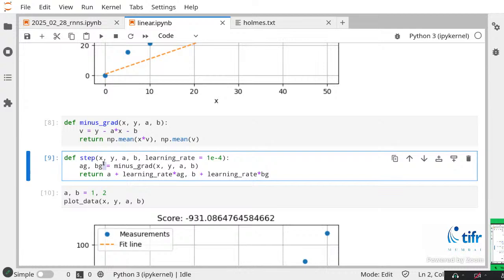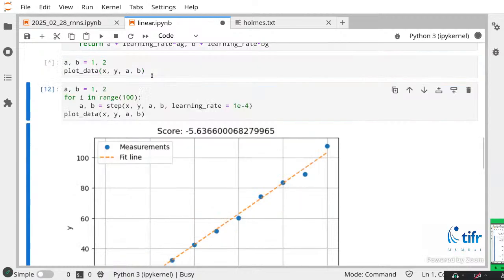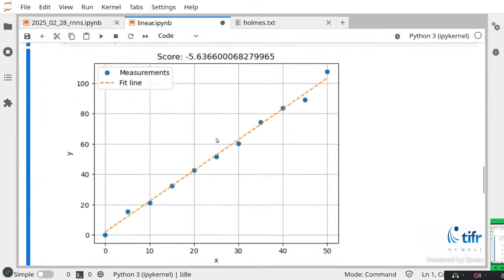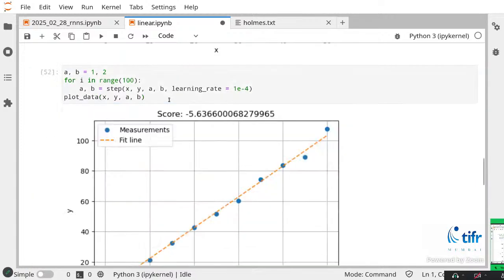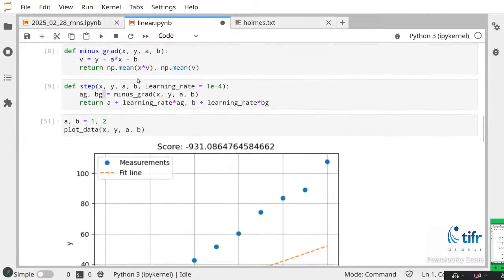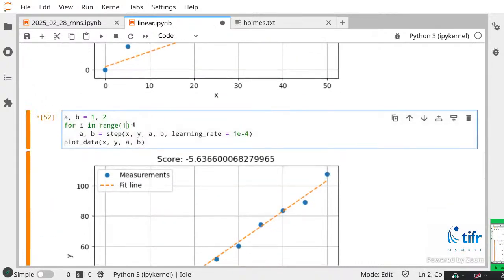Okay, so let's try. So here is the starting position, and let's say that we try this 100 times. We do this 100 times and see what happens. So actually, if I do 100 times, it does actually get to the right answer. But let me just first try to do it for a smaller number of times. So let's see. So let's say I just do it for one time.